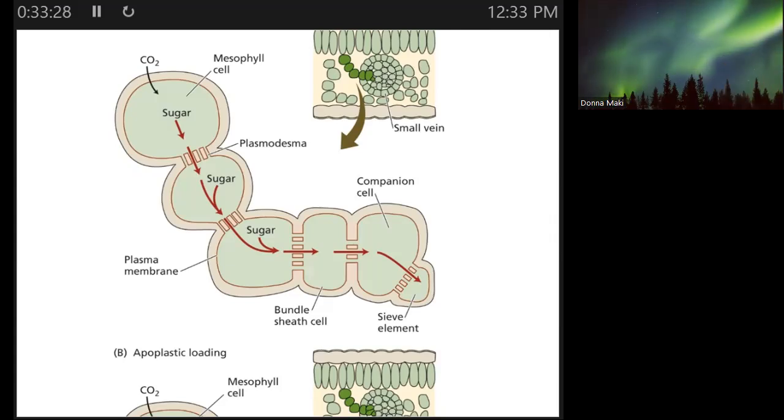Why doesn't it just diffuse down its concentration gradient back out, right? I mean, tons of sugar all coming from nearby cells. You get relatively high concentrations of sugar. So delta C over delta X by Fick's first law of diffusion, why don't you just have sucrose flowing out of the companion cell back into the spongy or the palisade?